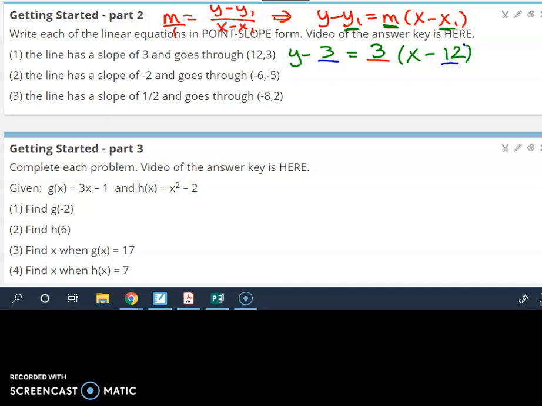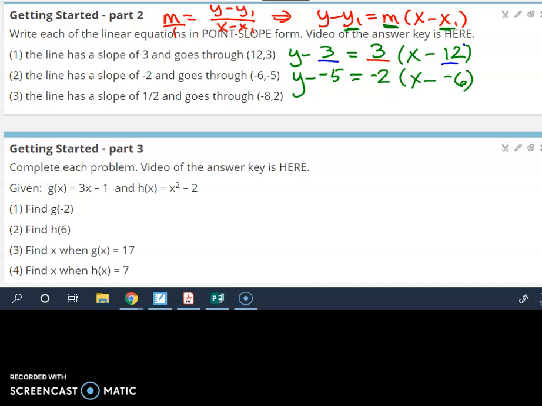Sometimes we should clean it up when we have that double negative situation, like a minus a negative number, we can turn it into an addition problem. We don't have that here, but we do have it in the next problem. So y minus negative 5, it's the y value of the coordinate, is equal to negative 2, which is the slope, times x minus negative 6.